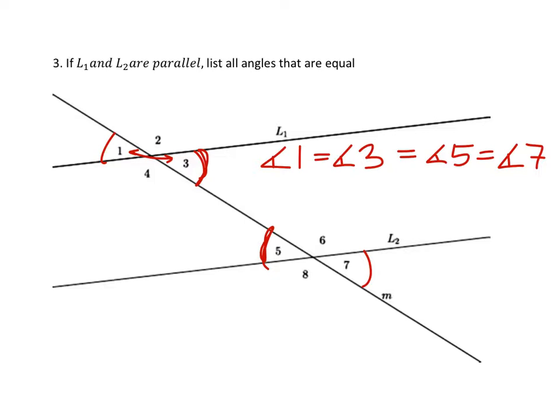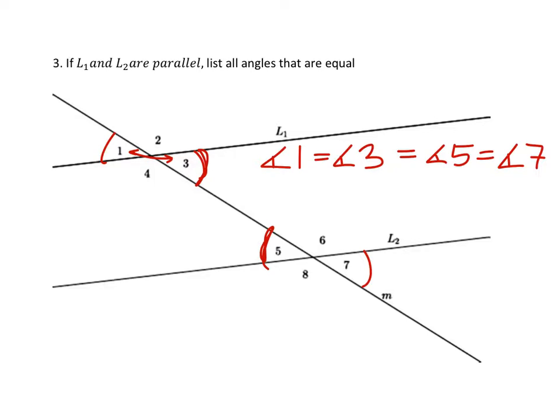If 1 is equal to 3, and 3 is equal to 5, and 5 is equal to 7, then 1 also is equal to 7, 1 is equal to 5, and so forth, okay? So this is the full list that we want. If you were missing that equal sign between the 3 and the 5 like this, you would lose points on the test. Now this isn't the only set that we have.